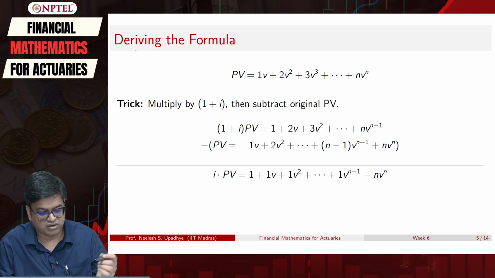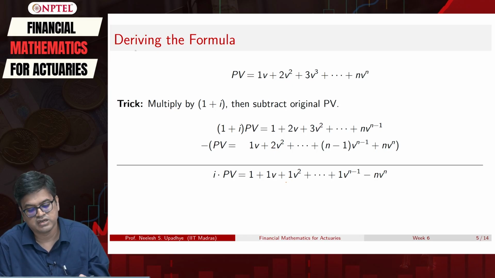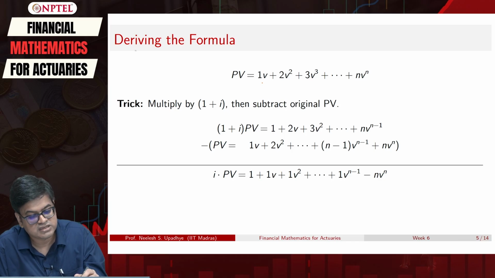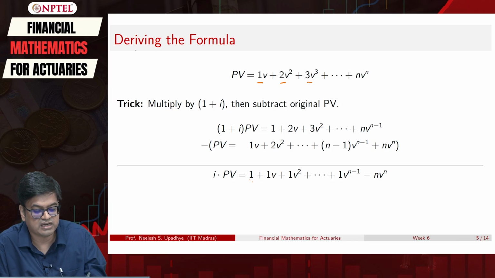Okay. You can see this is going to happen. 1v will remain 1v and 1 is added here. 2v squared, 3v squared minus 2v squared will give me 1v squared. And now what is happening is this increase, 1, 2, 3, is being tamed at a level of 1.